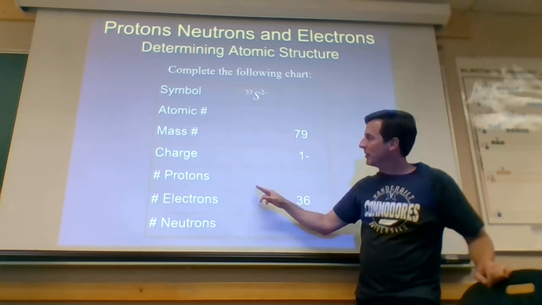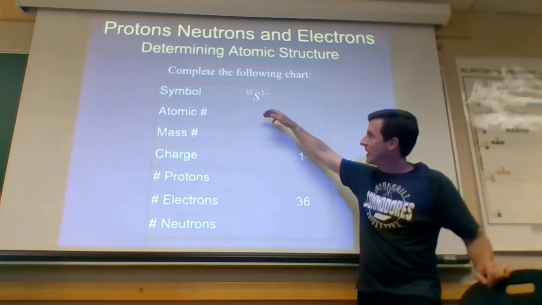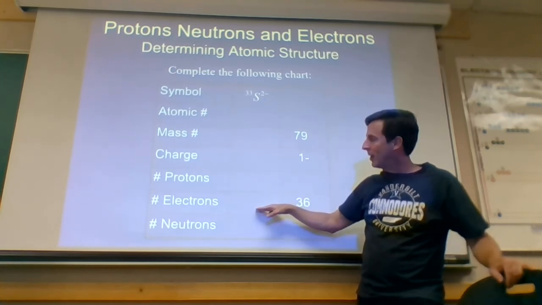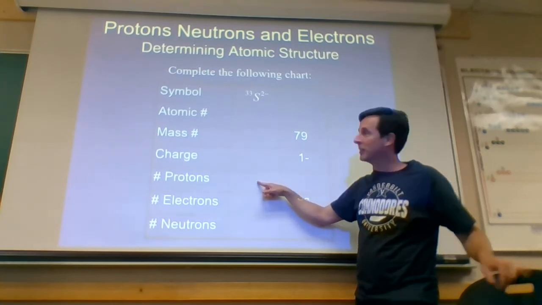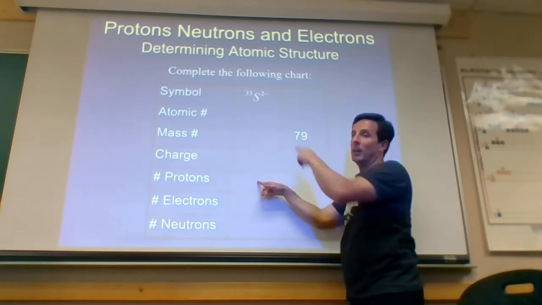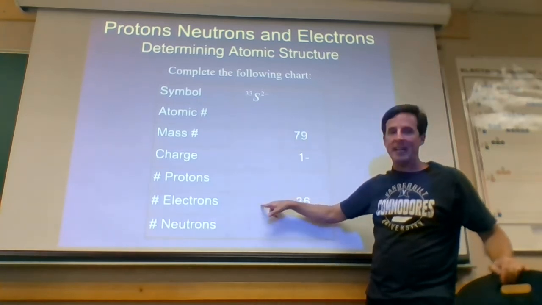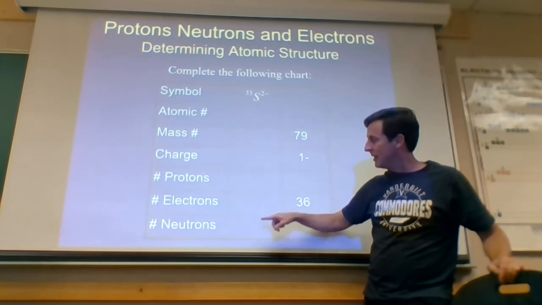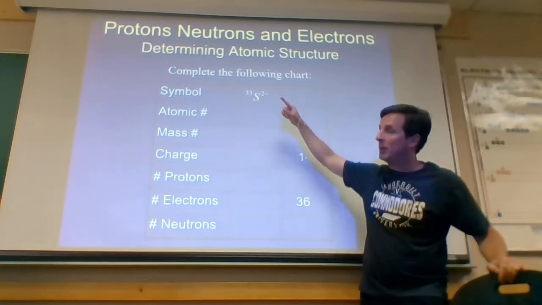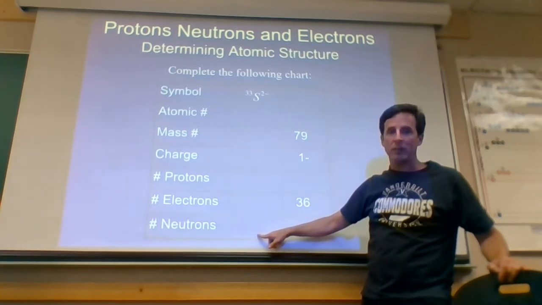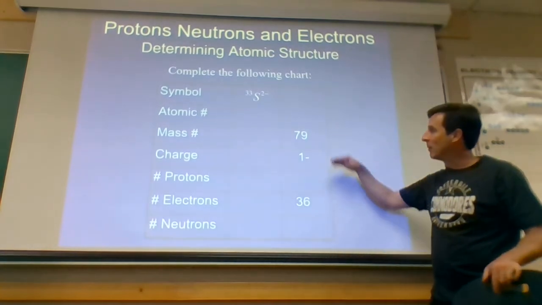Okay, so then protons for sulfur, the atomic number and the protons are the same thing, 16. The number of electrons, if it's 16 protons and it's a -2 charge, that means there are 2 more electrons than protons. So 16 protons, you get 18 electrons. And then neutrons, 33 minus 16 will give you 17 for your neutrons. Okay?